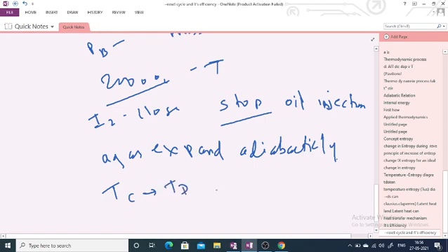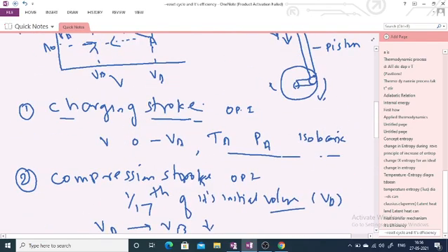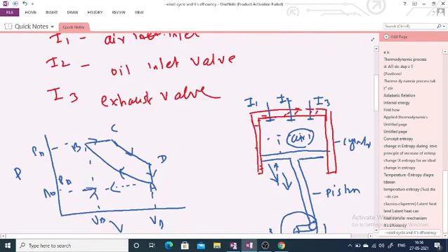Expansion, so the volume increases from VC to VD. Pressure decreases from PC to PD. So temperature falls, volume increases, and pressure decreases. And it is represented by your curve, which is called operation number 4.